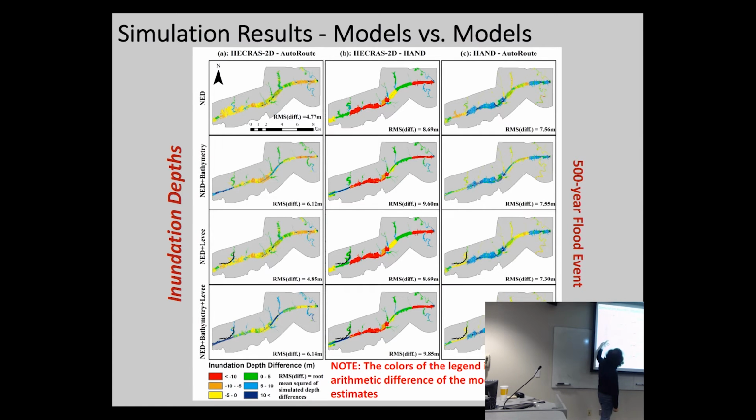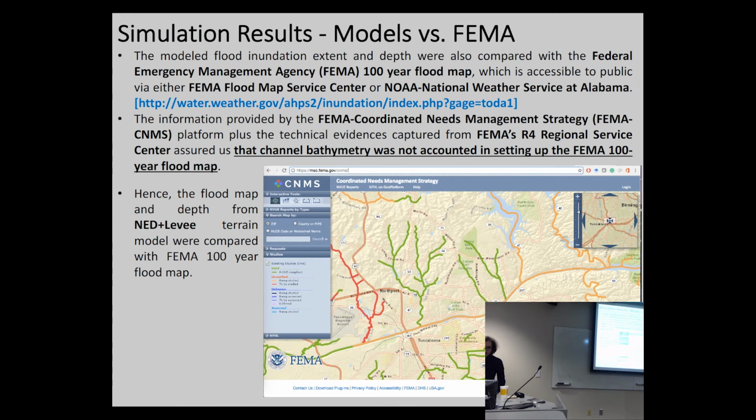If they just took into account NED plus levee, but no association of bathymetry, we should just compare this row with FEMA. So in order to find it out, I investigated through some sources. One of them was the Federal Emergency Management Agency, FEMA, 100-year flood map database. I went into the details of those databases to find out whether they did include the channel bathymetry and other geophysical aspects of the domain.